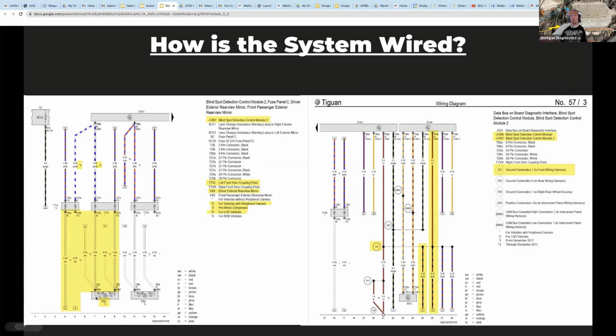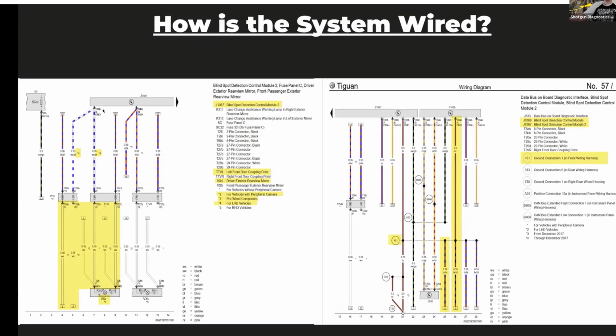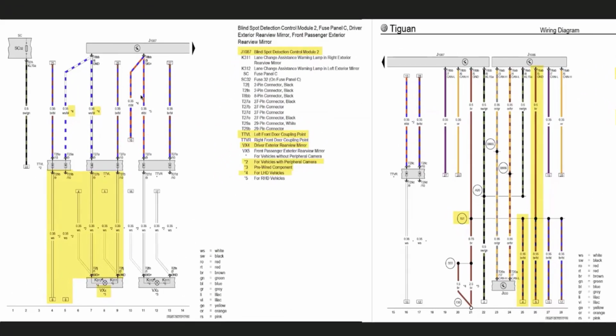This is the mirror LED on the bottom left, VX4. And then we've got the blind spot module on the left rear, which is J1087 in the top left, well, top right, I guess, technically. The wire colors are all correct. And if we look at the wiring diagram, in theory, the red blue should be power and the blue white should be ground. But if you follow all the traces on the wiring diagram, the red blue actually takes us to another ground. It's actually screwed up.